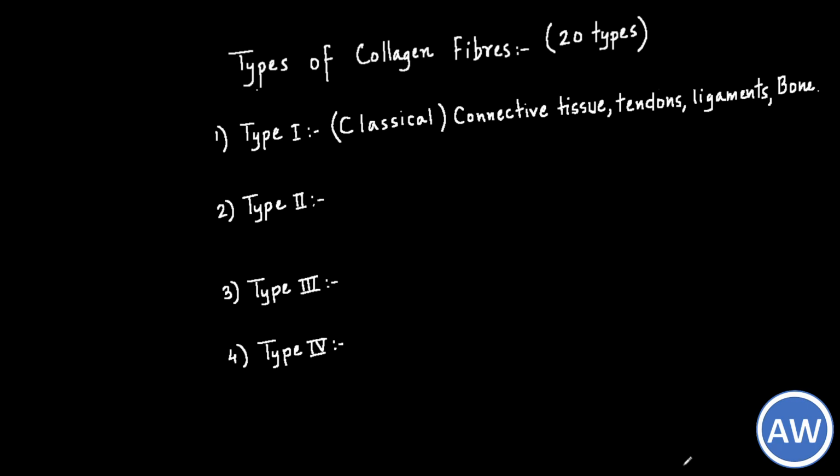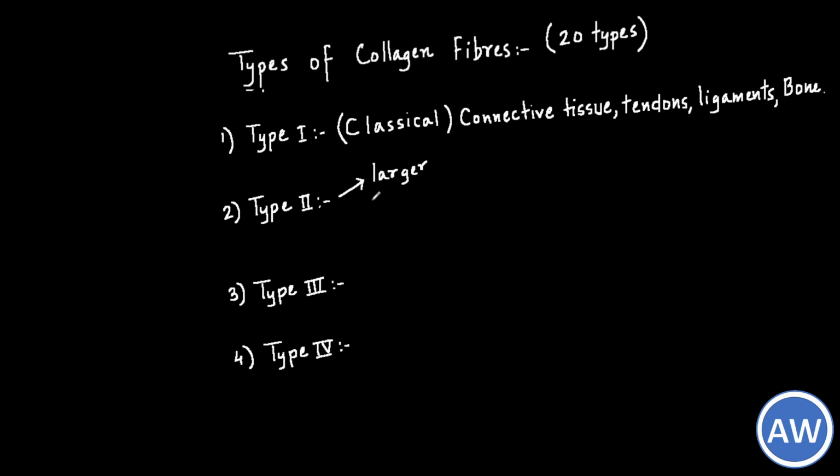The type 2 collagen fibers are again of 2 subtypes. The larger of these are about 100 nanometer in diameter, while the narrower fibers are about 20 nanometer in diameter. In type 2 collagen, striations are less prominent as compared to type 1. The type 2 collagen fibers are found in hyaline cartilage, and the fine type 2 collagen fibers are present in the vitreous body.